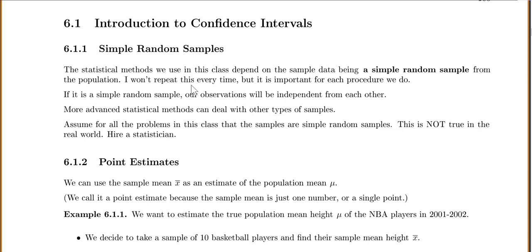Now, I'm not going to repeat this for everything we do for the rest of the class, but just remember it's supposed to come from a simple random sample. Because if it's a simple random sample, our observations will be independent from each other, meaning they won't affect each other. Now, there are more advanced statistical methods that will deal with other types of samples, but we won't learn how to do those in this class. Okay. So for everything in this class, just assume it's simple random samples. This is not true in the real world. You probably just want to hire a statistician.